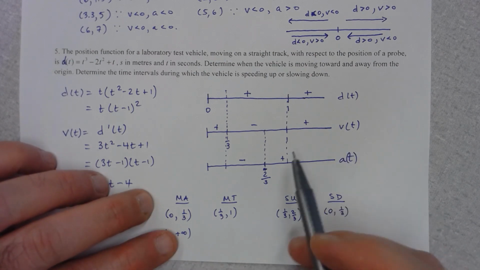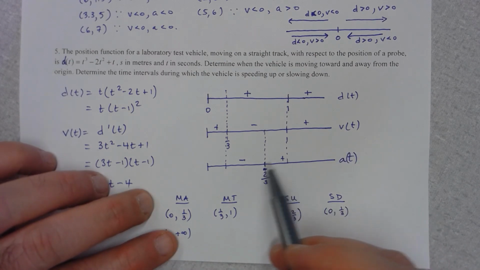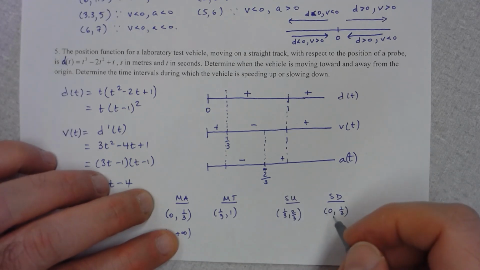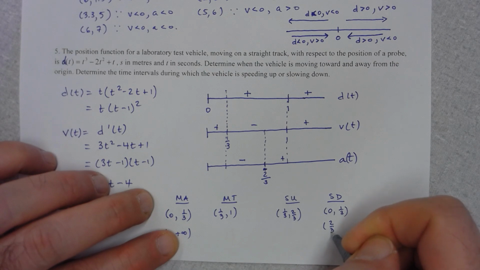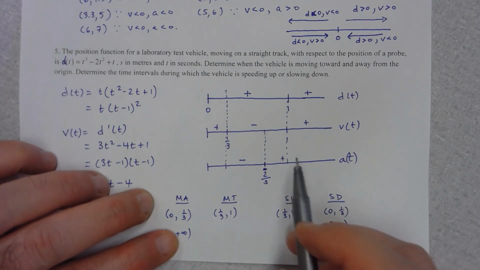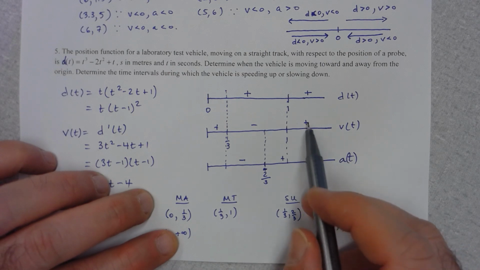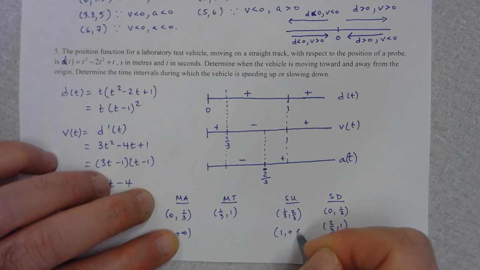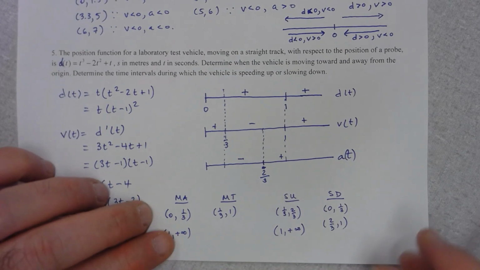And then here, from 2/3 to 1, positive and negative. So again, I'm slowing down. So from 2/3 to 1, opposite signs, so I'm slowing down. And then from 1 to infinity, both of them are positive, so I'm speeding up. All right, and there you have it.